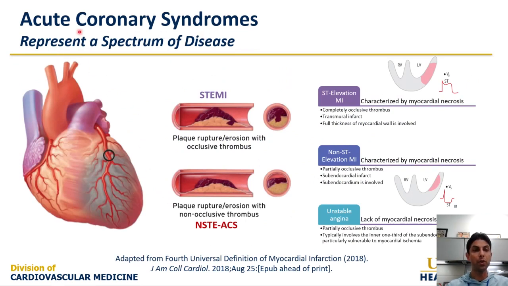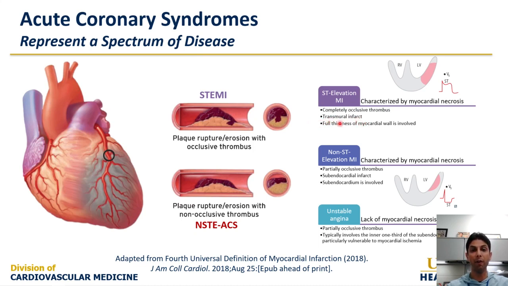Acute coronary syndromes represent a spectrum of disease. In this hypothetical example, we have a patient that has a high-grade lesion in the mid-left anterior descending artery. This patient may develop a ST segment elevation myocardial infarction, which is characterized by myocardial necrosis. It's due to a completely occlusive thrombus. So shown here, that thrombus is blocking off the artery completely. It's resulting in a 100% stenosis.